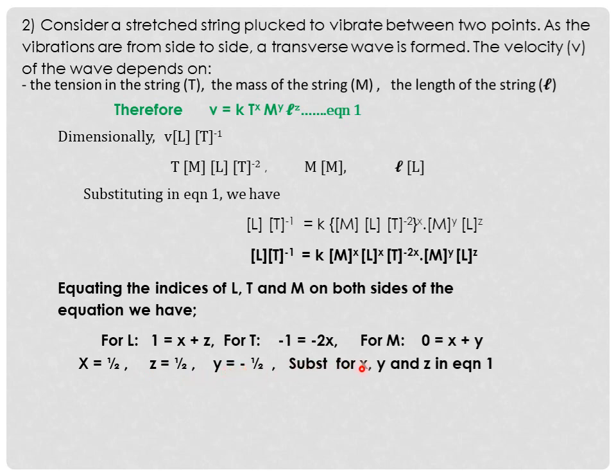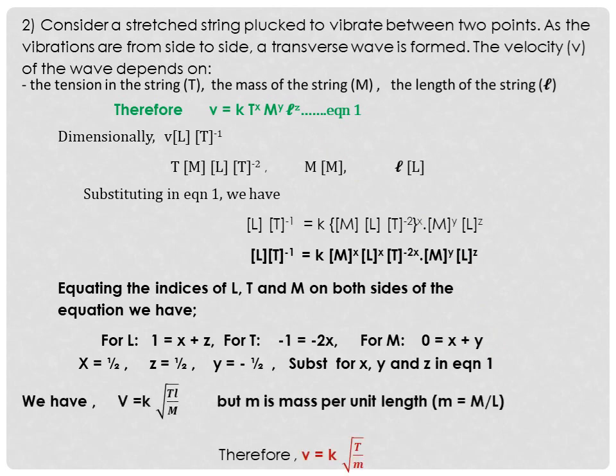If we substitute for x, y, and z in equation number 1, in the place of x, we're going to put half. So t to the power half, tension to the power half, mass to the power minus half, and length to the power half. What shall we have? We're going to have V equal to K multiplied by the square root of TL on M.